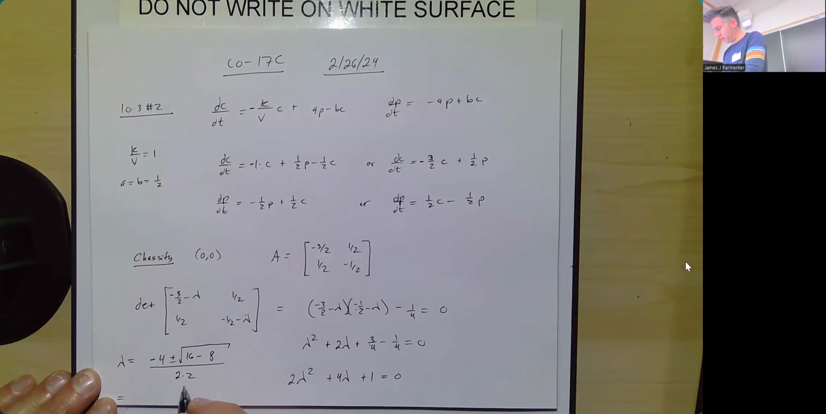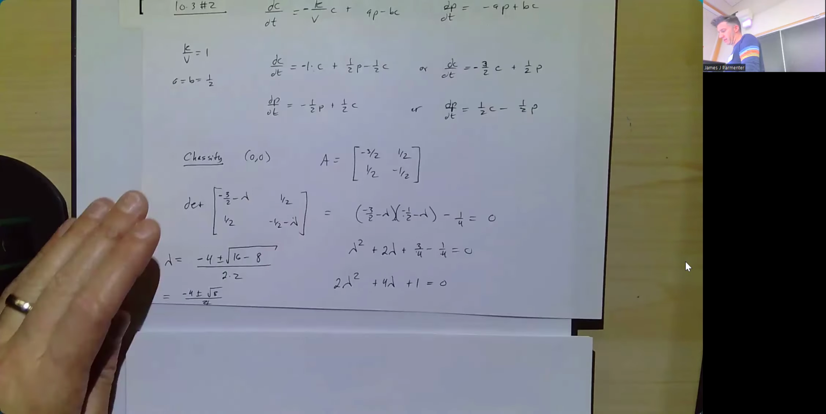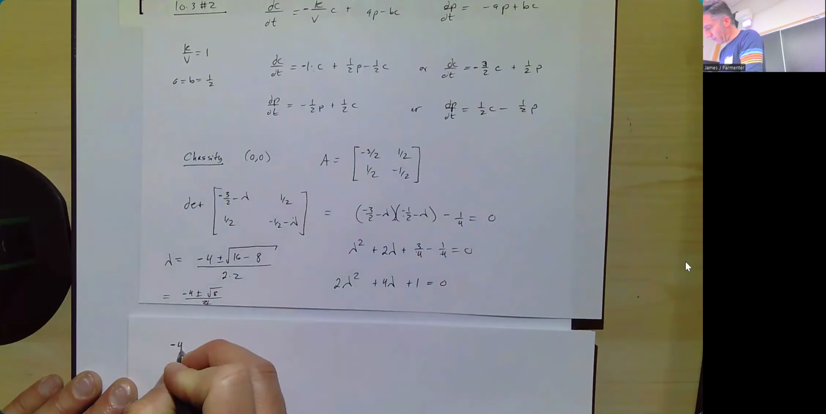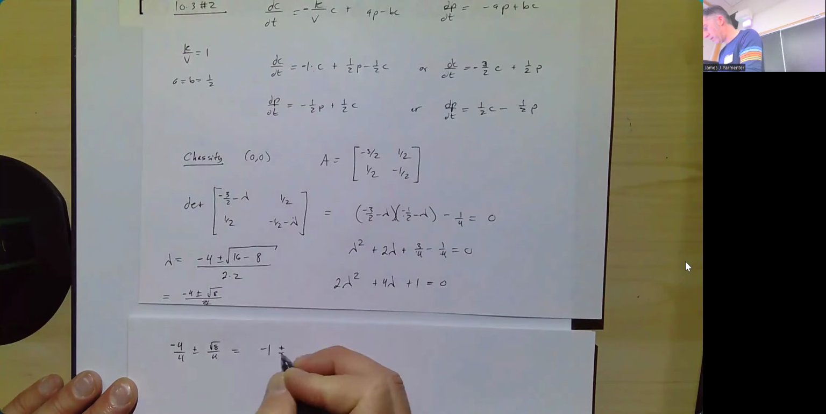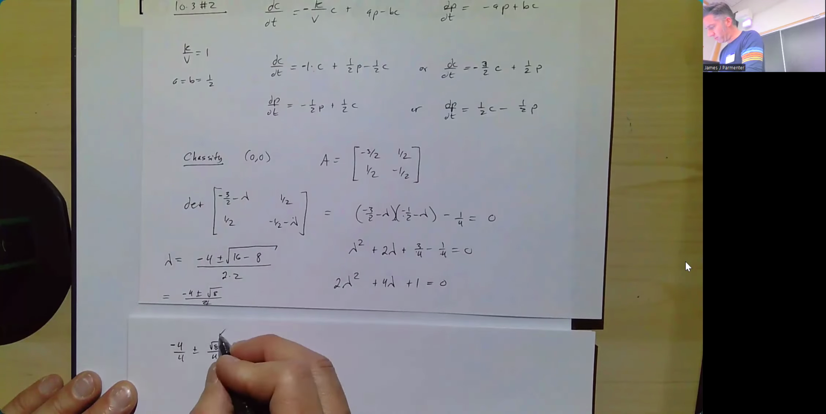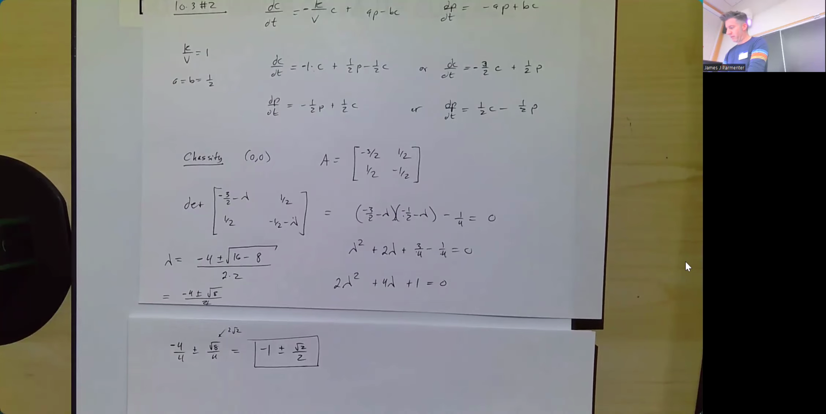Yeah, that's right. Okay, sorry. I'm just looking. No, it's fine. Negative 4 plus or minus the square root of 8 all over 2 times 2, which is all over 4. Which we can certainly simplify as negative 4 over 4 plus or minus root 8 over 4, which becomes negative 1 plus or minus square root of 8, which is 2 root 2. So we can write that as just root 2 over 2. There are our eigenvalues.